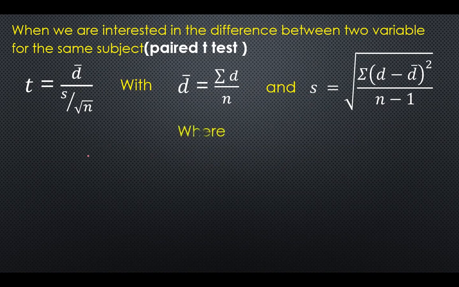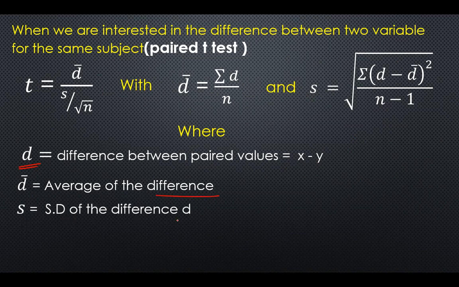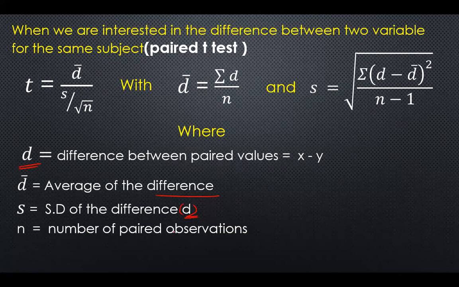Now let me tell you what all these things are. D is the difference between the paired values. X and Y values are given, I subtract and find the value of D here. D bar is the average of the differences. S is the standard deviation of the difference column, which is termed D here. And n is the number of paired observations.